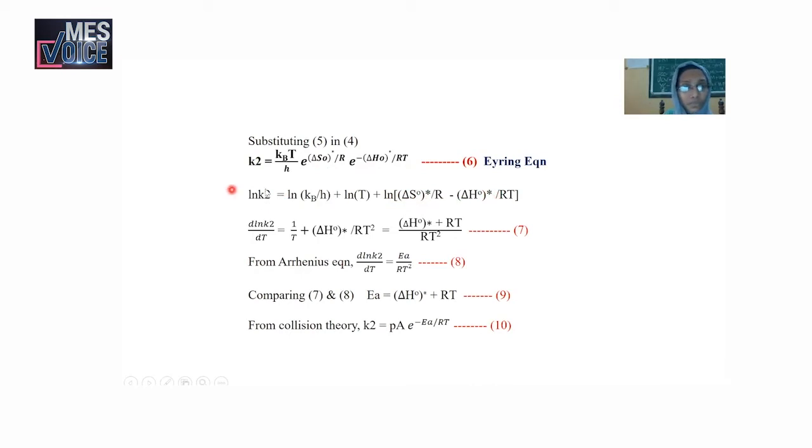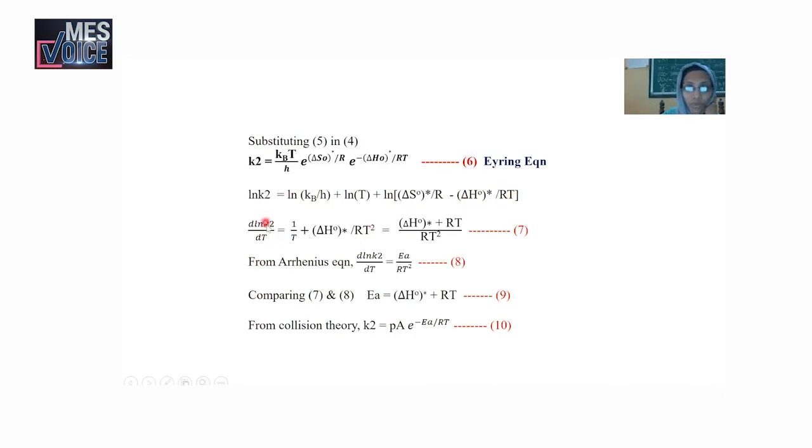Okay. Then differentiating this equation with respect to temperature, d ln K2 by dT is equal to 1 by T. That is, the differential of this constant is equal to 0 and the differential of ln T is equal to 1 by T. Then the differential of this is also a constant, it does not contain any temperature term, so it is equal to 0. Then for delta H0 star by RT, the differential of 1 by T is equal to 1 by T square.